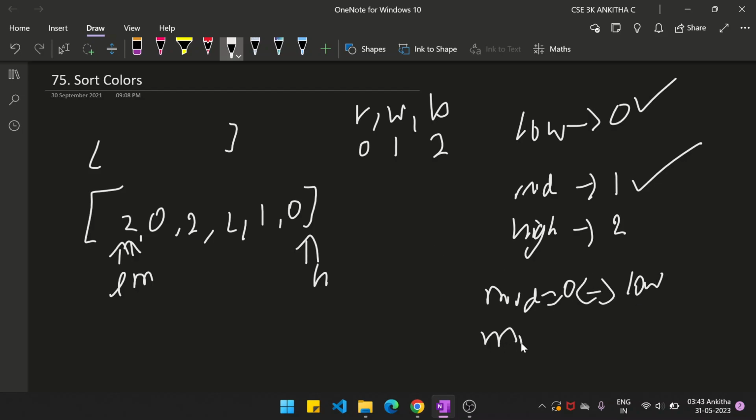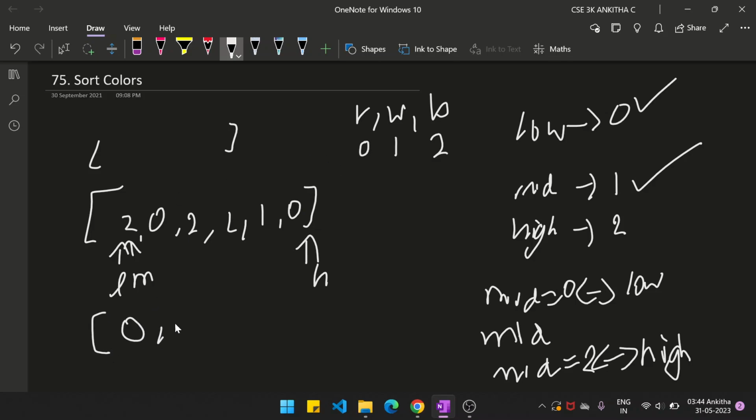If mid equals 1, then fine, no problem, no issues. If mid equals 2, that means it must be exchanged with high because that should belong to the high position. So that is what we are doing. Initially mid will also be at the 0th position because the entire array is not sorted. So as I said, logically, mid equals what here? Actually 2. So in this case 2 means it should go to high. So we'll exchange with the high value, that is 0. So 2 and 0 will get exchanged.